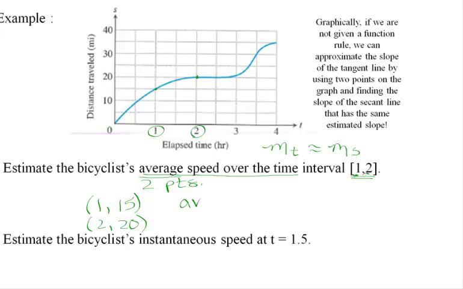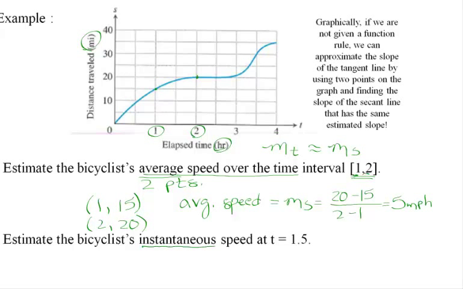So the average speed, which is evidenced by the slope of the secant line through those 2 points, is the difference in the outputs over the difference in the inputs, and that is 5. What are the units? Miles per hour. So the average speed of the bicyclist from t equal 1 to t equal 2, from hour 1 to hour 2, is 5 miles per hour.